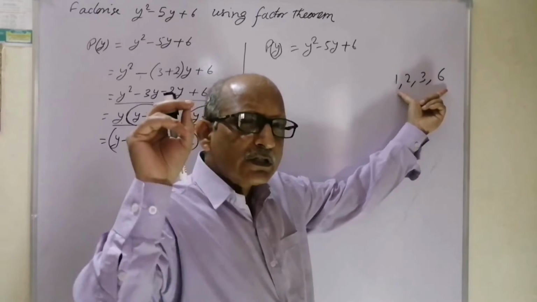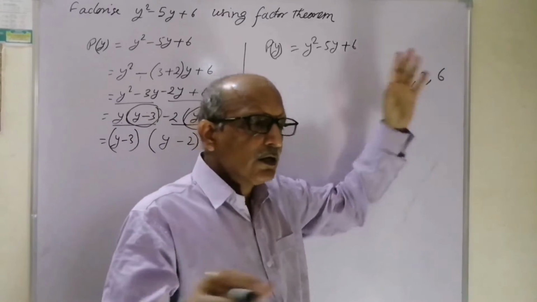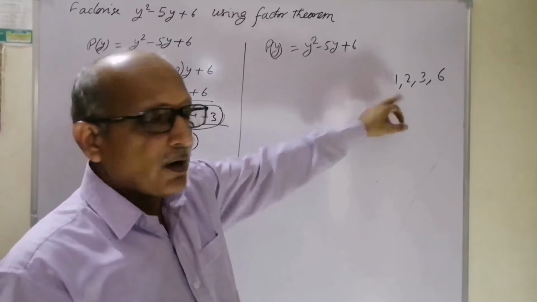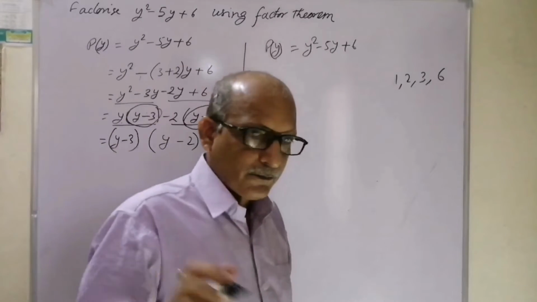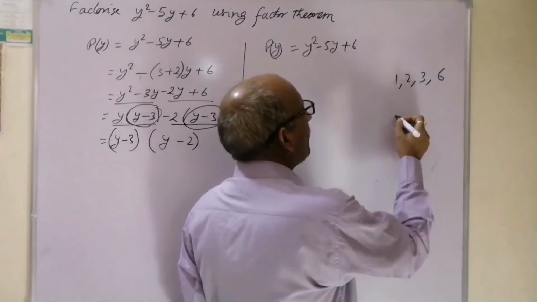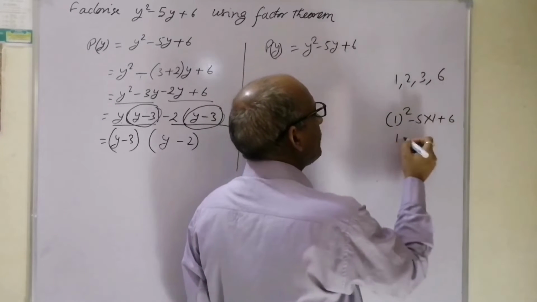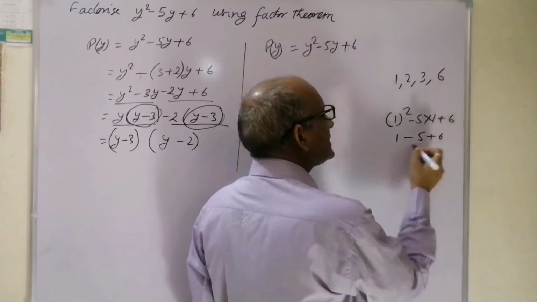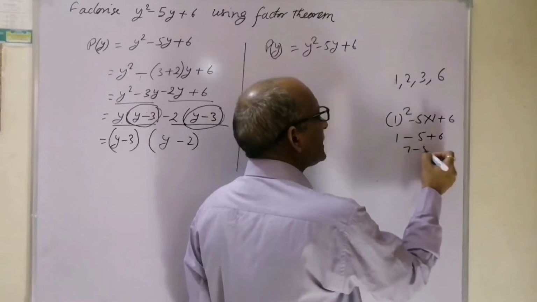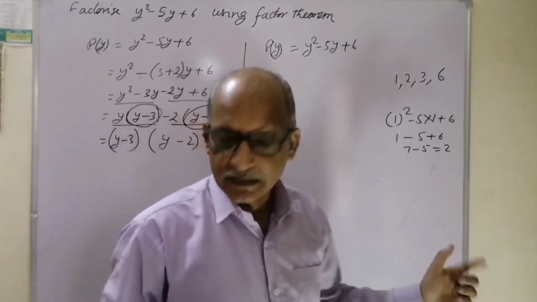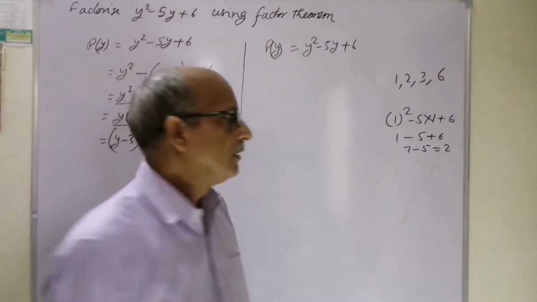We can approach directly. So we'll examine here with 1. If we put y equal to 1, let's see, it is our rough work. 1 square minus 5 into 1 plus 6, that is 1 minus 5 plus 6. Is it equal to 0? 7 minus 5 is coming to be 2. It is not equal to 0. So it is wasteful material for us. We will not put it here.